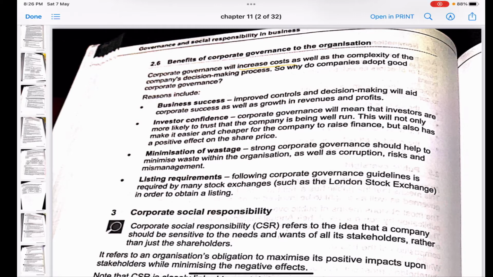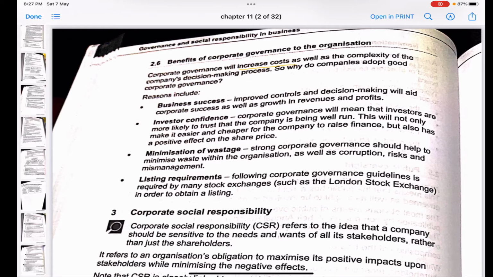Yes, because it is interlinked with the level of business success. So when they follow corporate governance, the improved controls in decision making will aid corporate success as well as growth in revenues and profits. Investor confidence: as an investor, when they know that a company is following the laws, the corporate governance, and the rules and regulations, they will feel happier and safer to invest in that company.